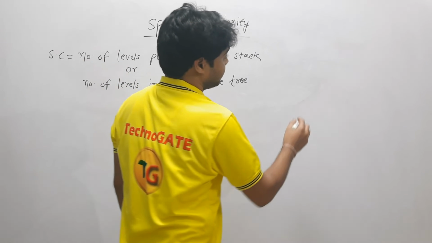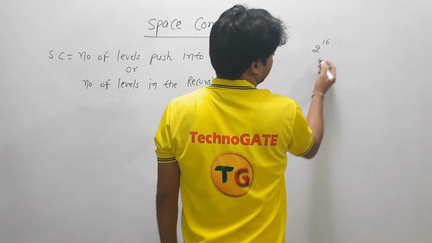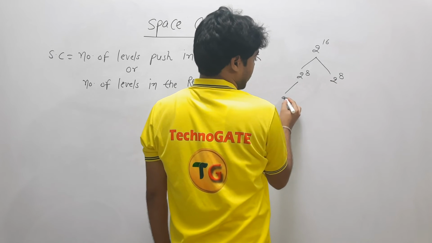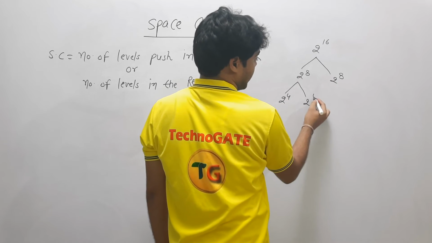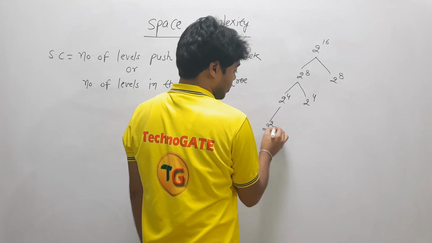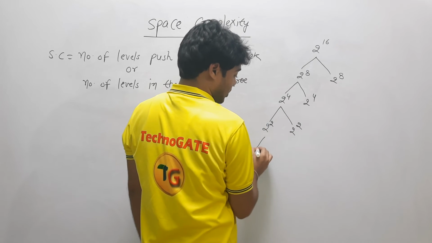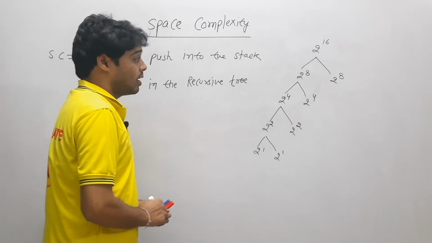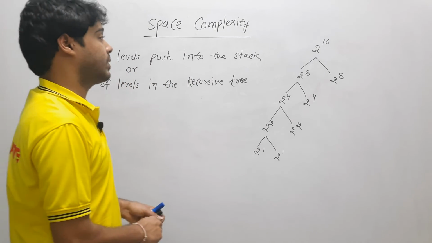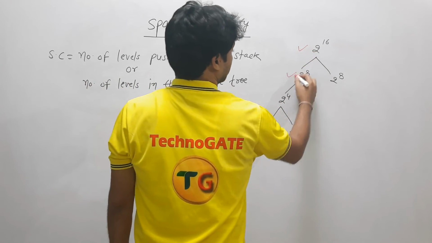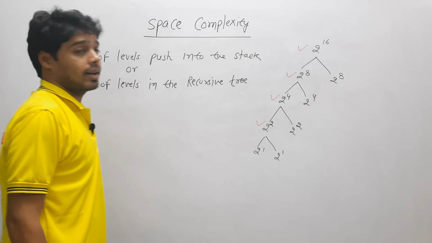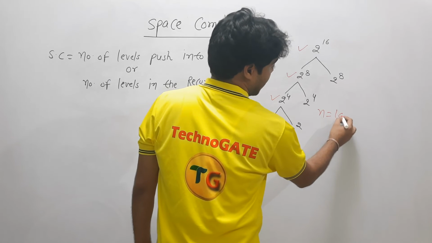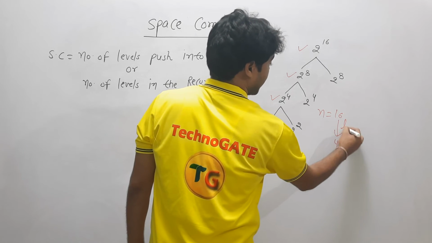So let's see this one. 2 raised to power 16 here. So here 2 raised to power 8, 2 raised to power 8. 2 raised to power 4, 2 raised to power 4. 2 raised to power 2, 2 raised to power 2. 2 raised to power 1, 2 raised to power 1. So how many levels are there here? 1, 2, 3 and 4, so 4 levels are there. What is the value of n here? The n value is 16, and the number of levels is 4 only. Means there are log n levels.